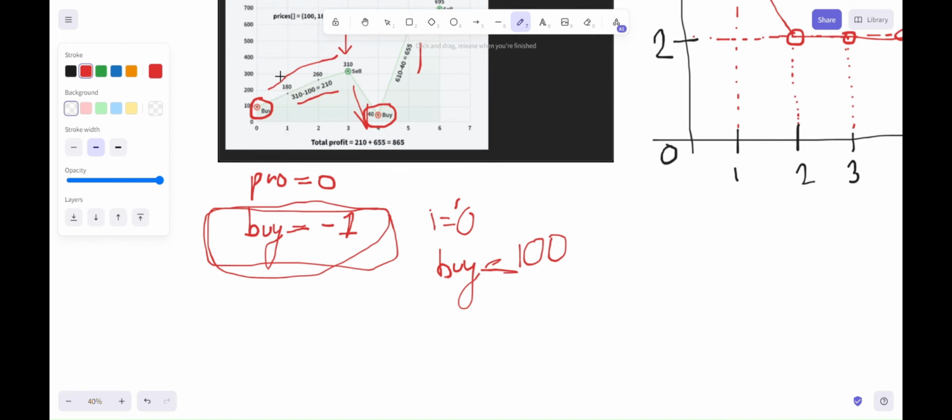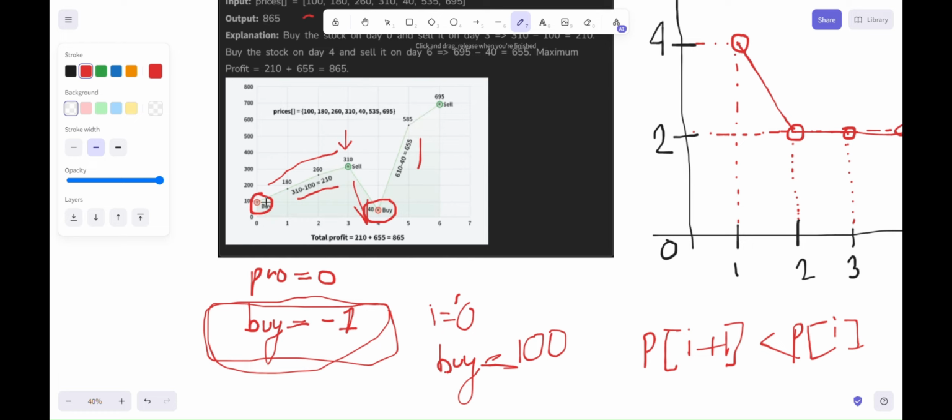If the next item is smaller than this present item, that is, price of i plus 1 is smaller than the current price. Initially we are at 0. If this is true, then we will sell this bought price. So this is not true, so we will go to the next.